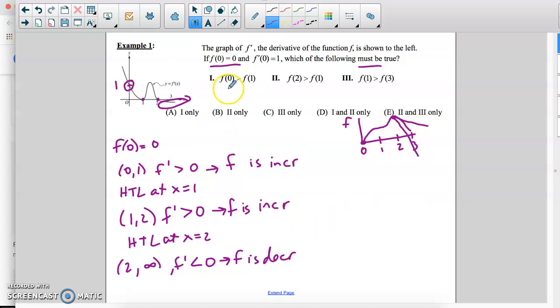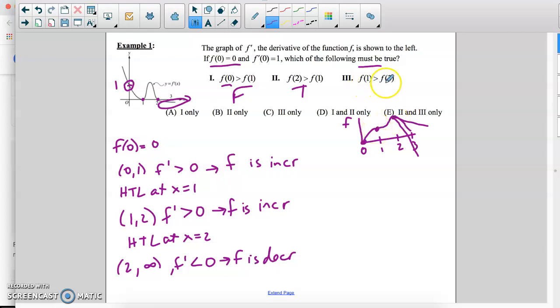All right, so we're ready to talk true-false. f of 0 greater than f of 1. Well, f of 0 is here, and we know the graph increased after that, so f of 1 is actually higher. So we know that's false. f of 0 is not higher than f of 1. Is f of 2 higher than f of 1? Yeah, that's got to be true because we know the graph increased from 1 to 2.